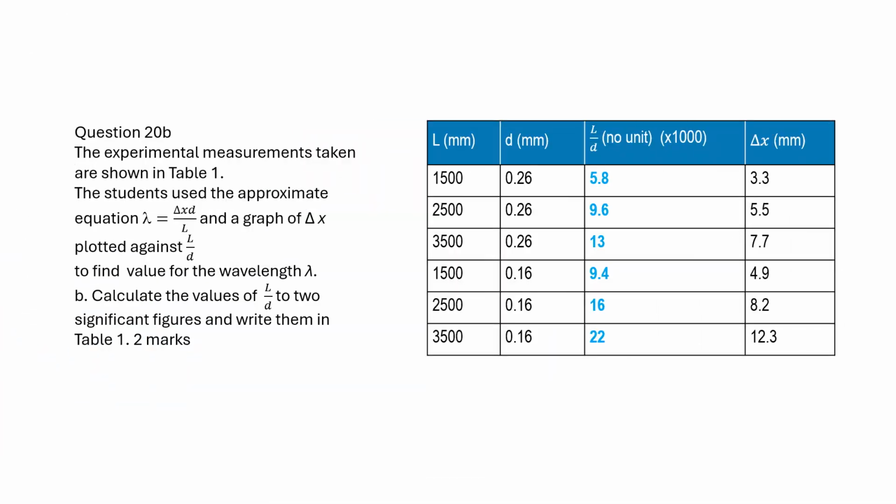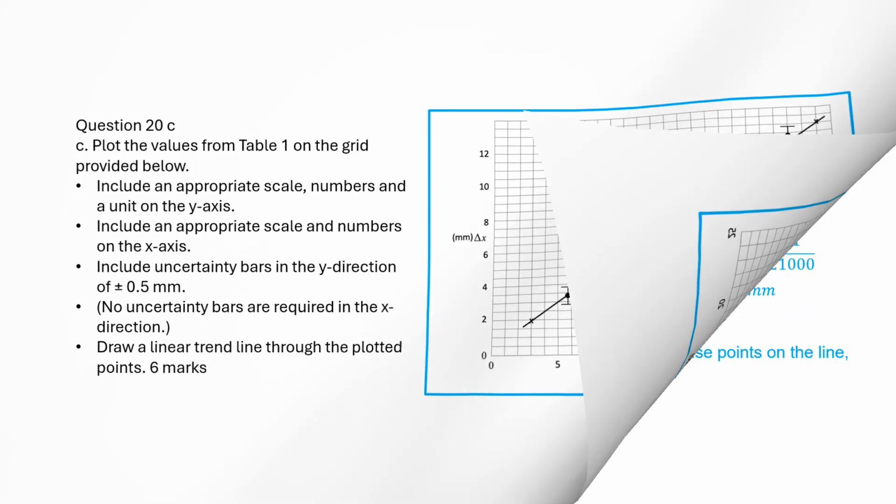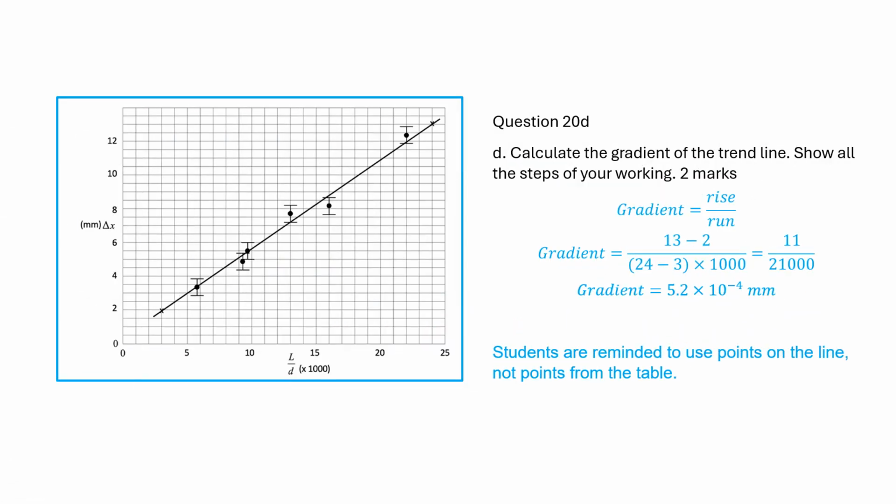The ratio of L to D is calculated by the equation. Plot the values from Table 1 on the grid and draw a linear trend line through the plot. Wavelength is the gradient of this line. Select 2 points and calculate the gradient. Please note that the factor of the horizontal is 10,000. The unit of gradient is millimeter.